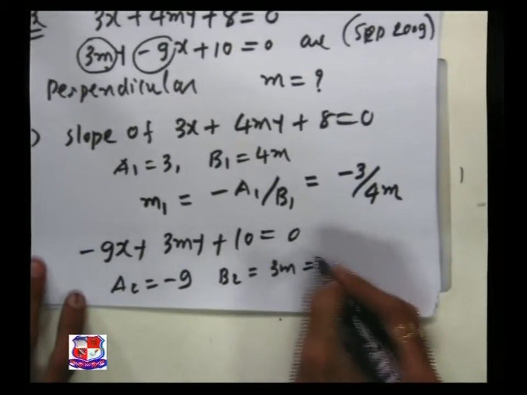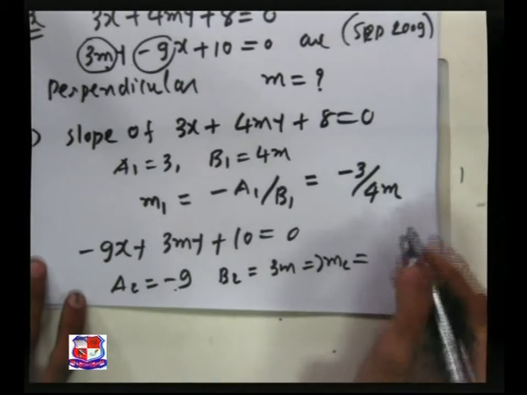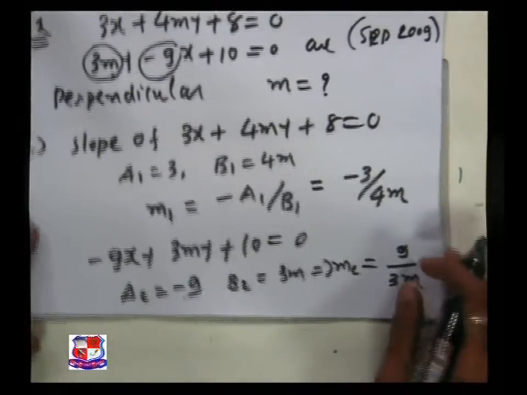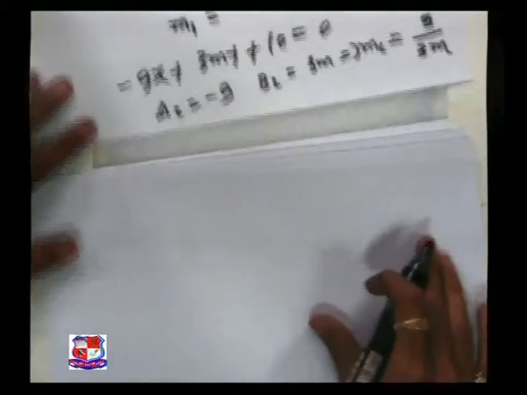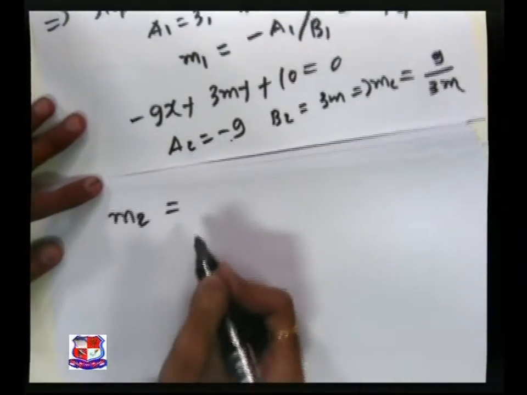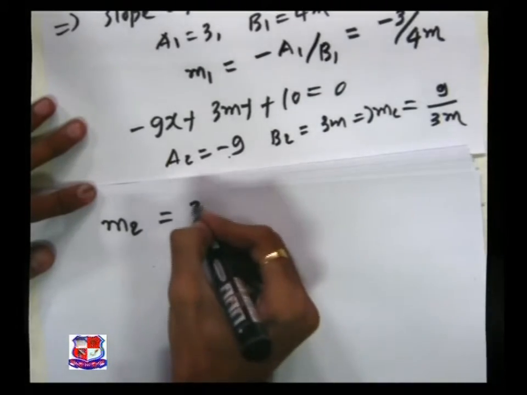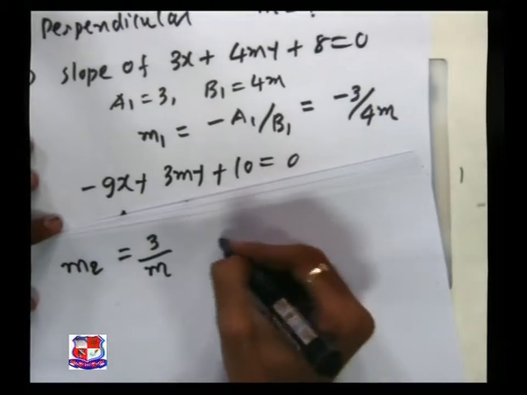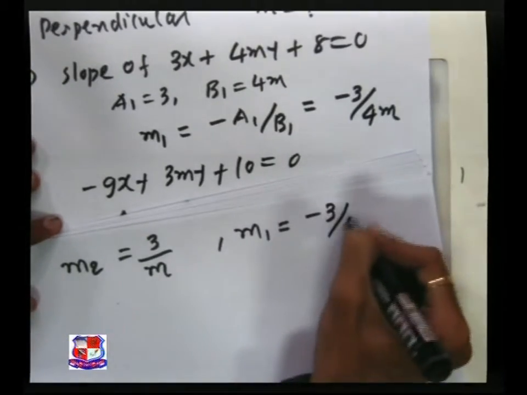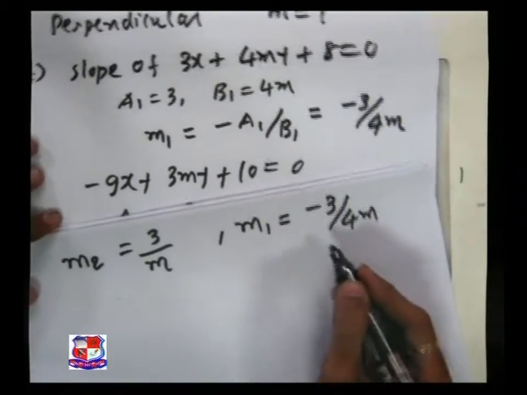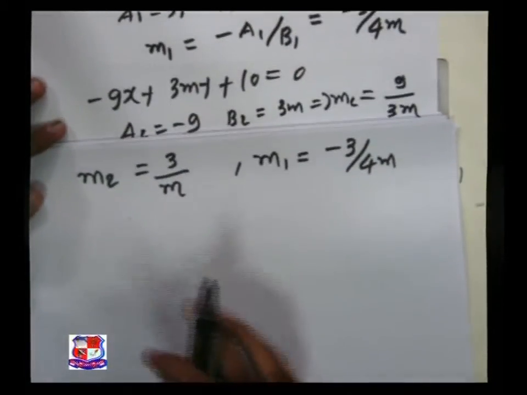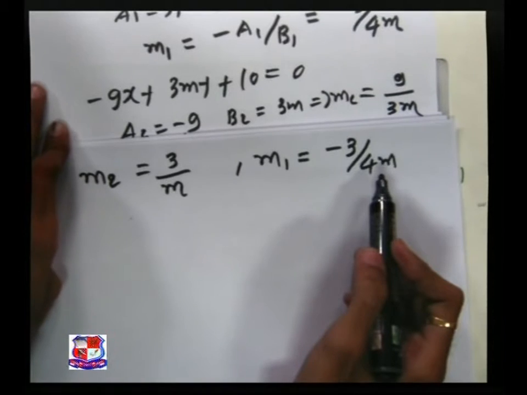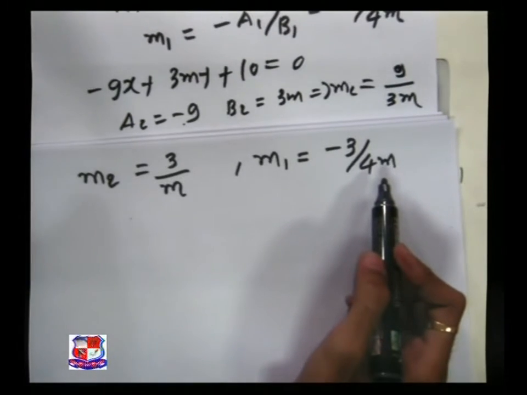So the slope m2 is equal to minus a upon b, that is minus minus plus, so 9 by 3m. Okay, so m2 is equal to 3 by m. And m1 is equal to minus 3 by 4m, as we have discussed above. So now we have the slope of both lines: m2 is equal to 3 by m and m1 is equal to minus 3 by 4m.